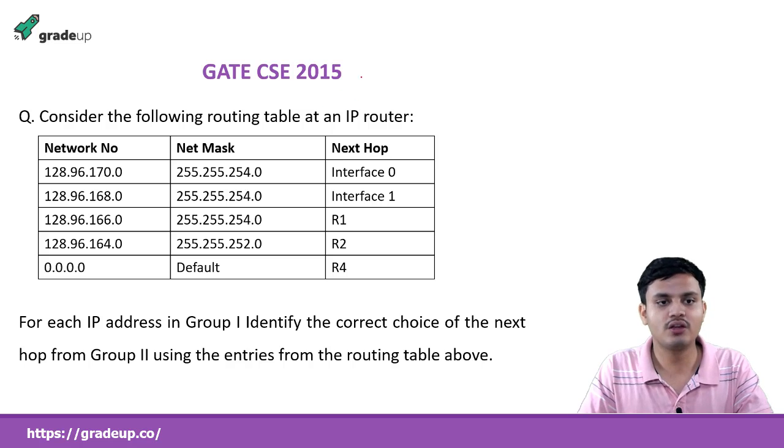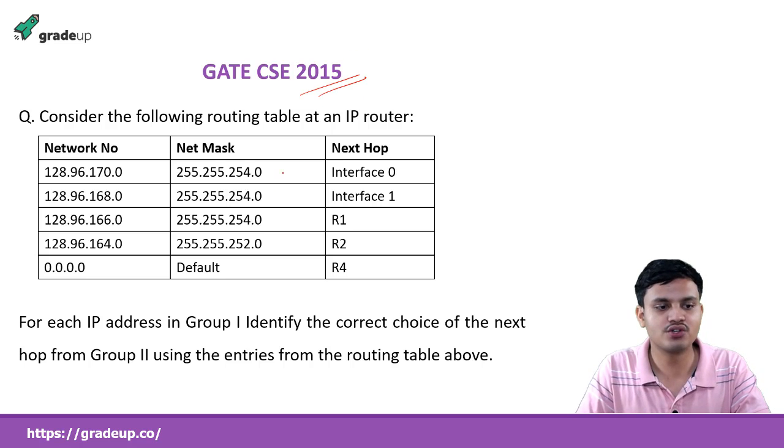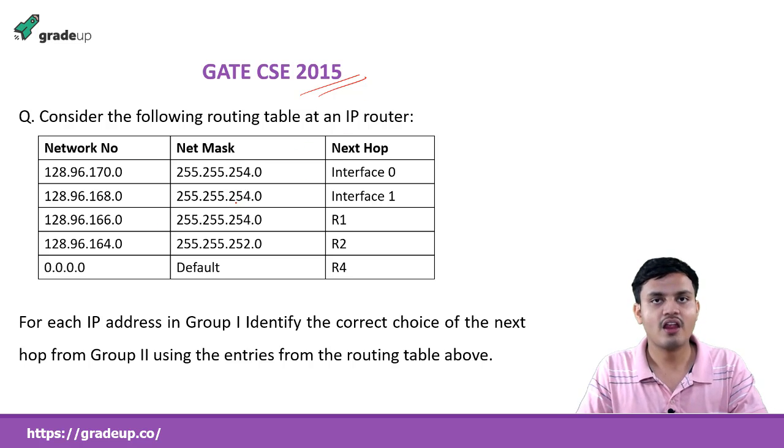So now we see this question. If you understand this question, you will mostly understand whatever I have told you in this topic. We are given the routing table of a router, and these are the networks, and it has various names. Sometimes it is called subnet mask, supernet mask, or net mask.